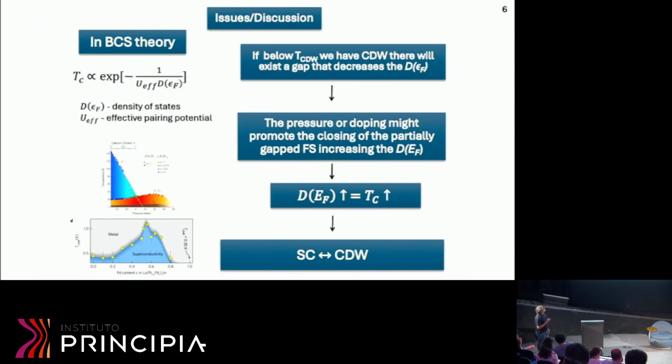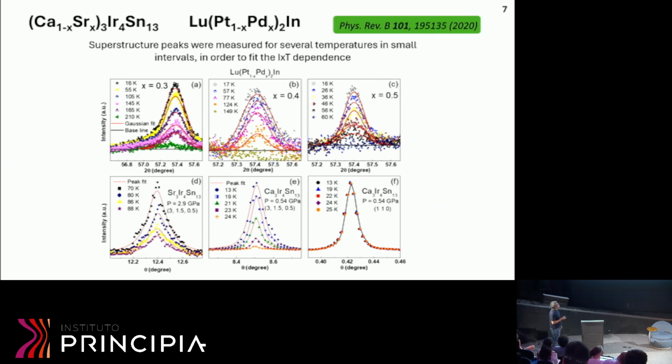This seems plausible, but it also has an issue: once you suppress the charge density wave, the density of states at the Fermi level is increased, and you can also increase your TC just because you're closing the gap and promoting more electrons to the density of states at the Fermi level, and then you have a higher TC. So it could be something as simple as that.